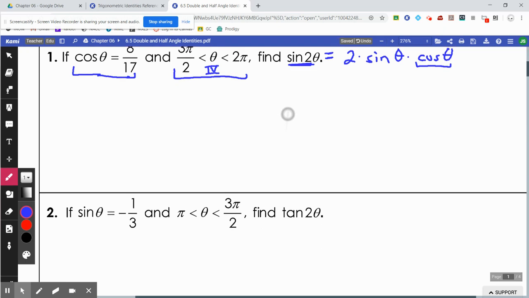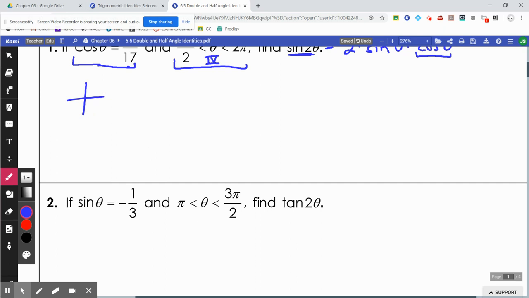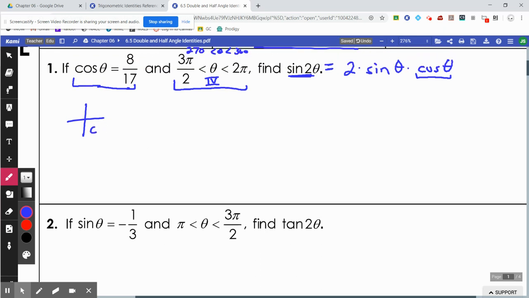Why do I need to know that? That tells you, all students take calculus. That tells me that the only thing positive in that 4th quadrant is going to be cosine. So therefore, how am I going to use this formula? I've got my cosine. I need to find out what the sine of my original angle is. My original angle, again, is somewhere in this 4th quadrant, somewhere down here. Cosine's the only thing positive. So what I'm going to do is draw a triangle.